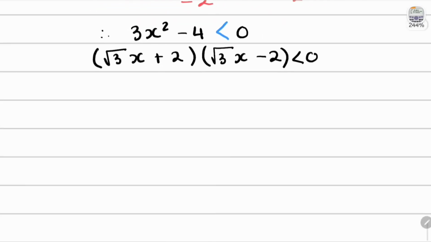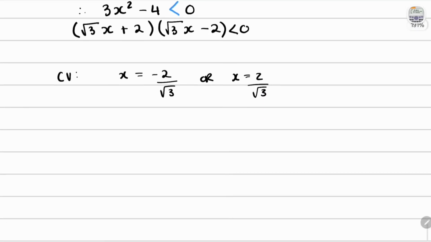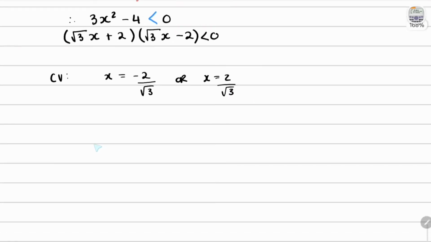And now we can find our critical values. Our critical values would be like equating that to 0. So square root of 3x plus 2 equals 0. You're going to take the 2 over, which gives you a negative 2. And then divide both sides by square root 3, which is now x equals negative 2 over root 3. With this, because the sign was just different, that would be positive 2 over root 3. So those would be our two critical values. And let's go ahead and solve for this inequality using a graph.